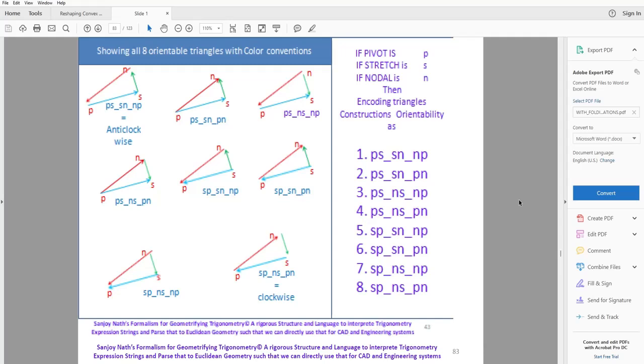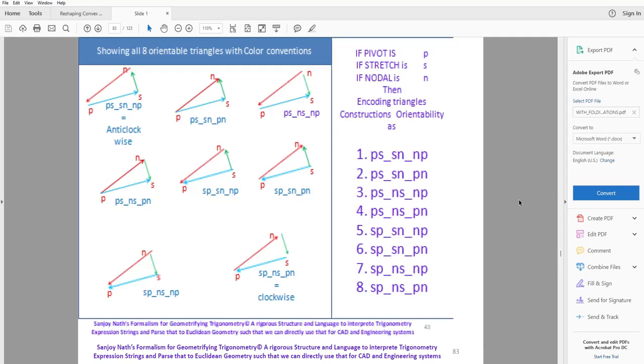That is the PS, that means the pivot to stretch; SN means stretch to nodal; NP means nodal to pivot. In this way, PS, SN, NP, PS, SN, PN, PS, NS, NP, PS, NS, PN, SP, SN, NP, SP, SN, PN, SP, NS, NP, SP, NS, PN.